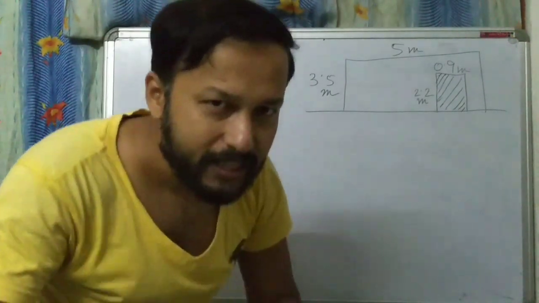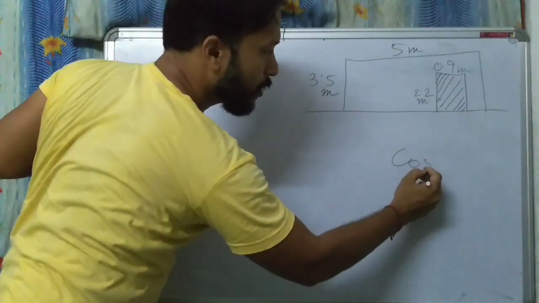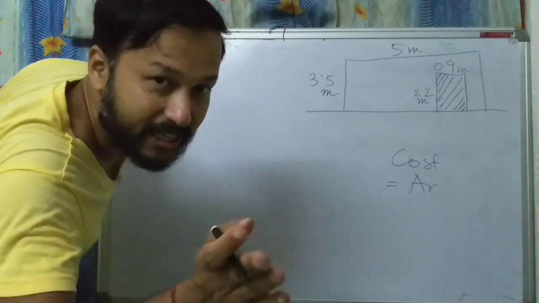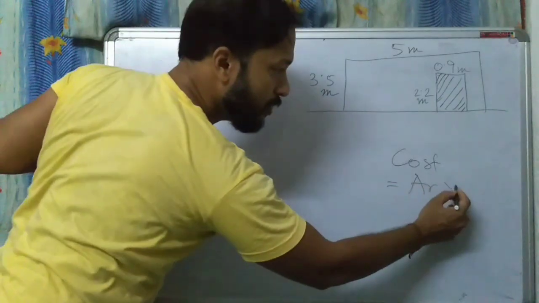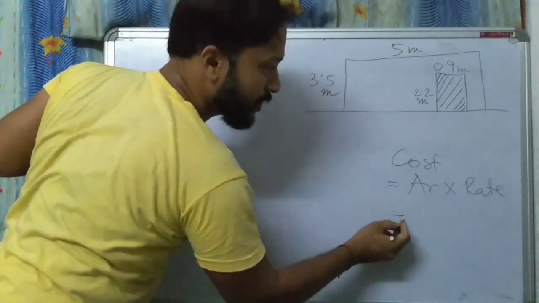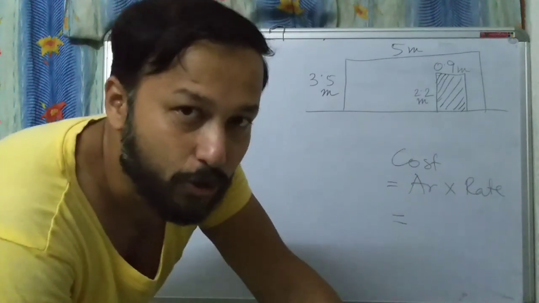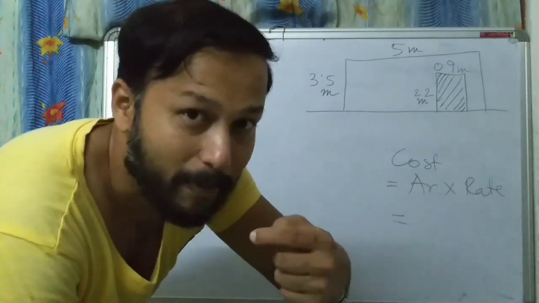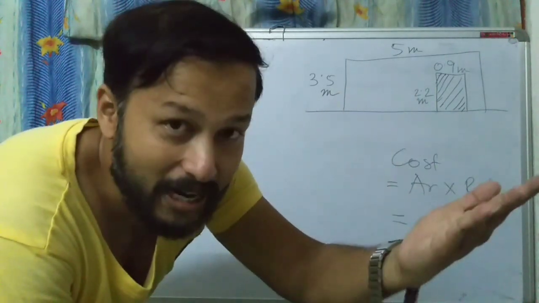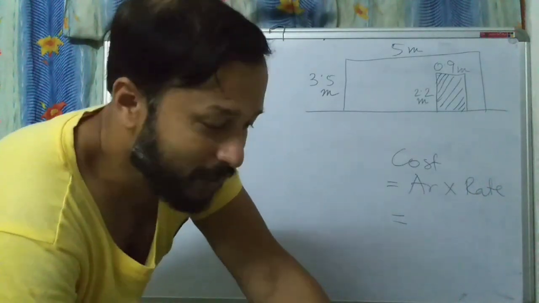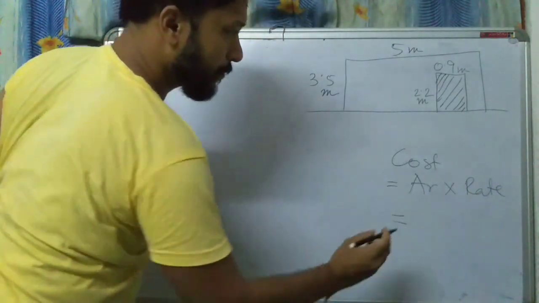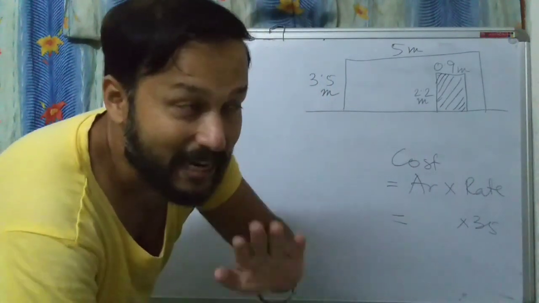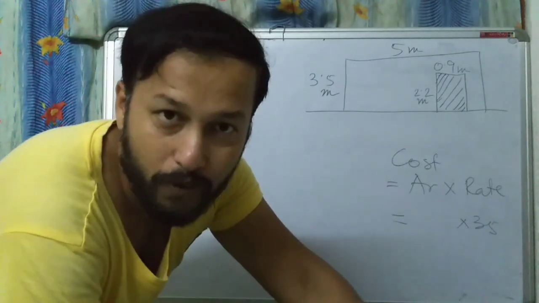So what is the cost? How to find the cost? Cost equal to that area which he is painting, that area into rate. The area into rate. This is the calculation of cost. Cost means that money which you want to pay to that painter. Understood? Now rate is given, 35. But what is the area he is painting? That area you have to find first.